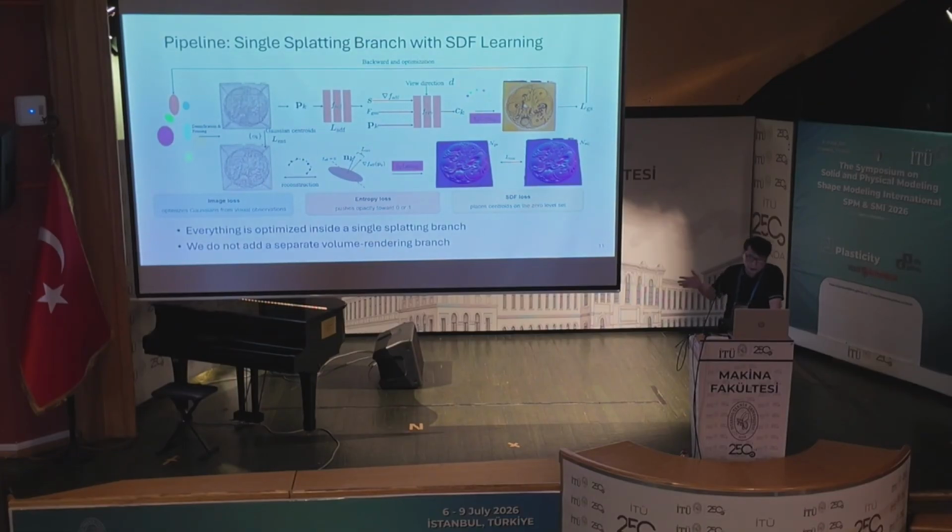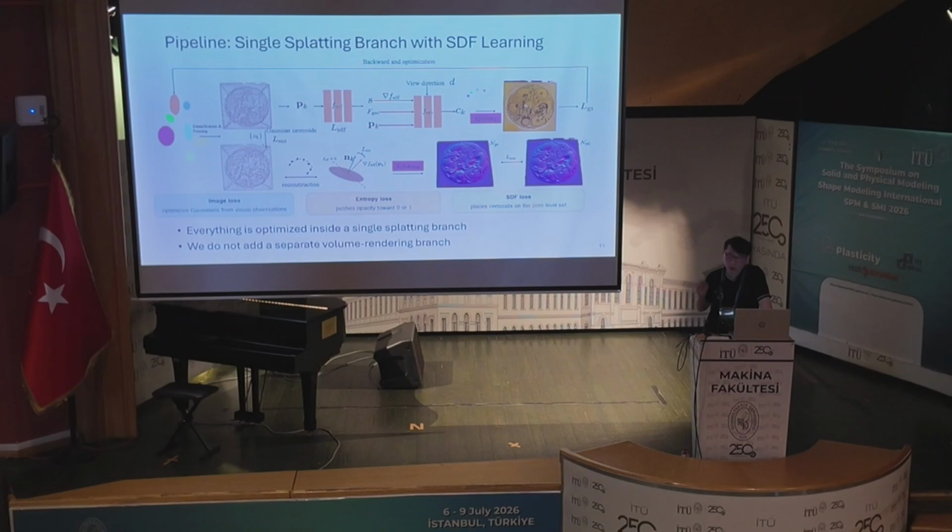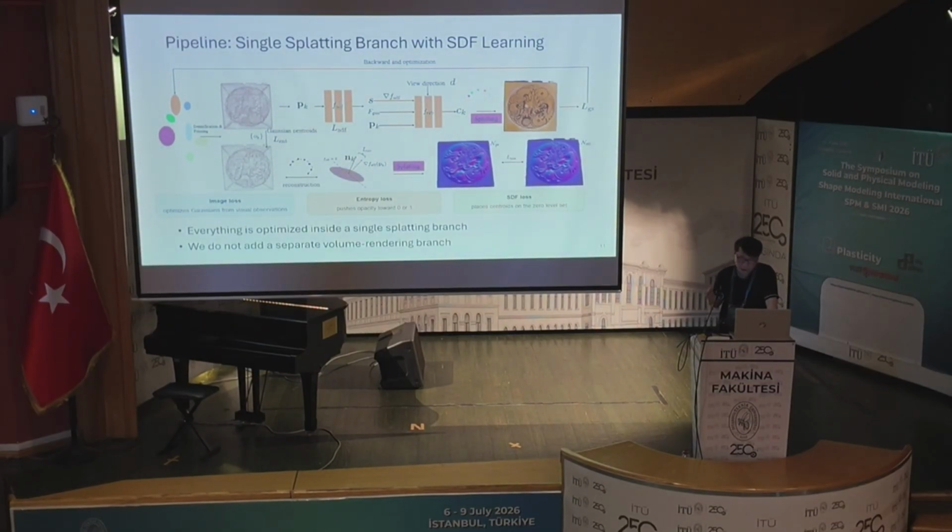And this is the whole training pipeline. The image reconstruction loss optimizes the Gaussians from the multi-view images with the RGB color as supervision. At the same time, we have the entropy loss. This loss pushes opacity towards two ends, either 0 or 1, and this loss helps remove weak transparent primitives.